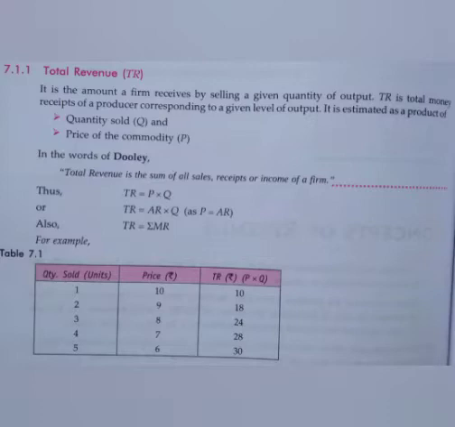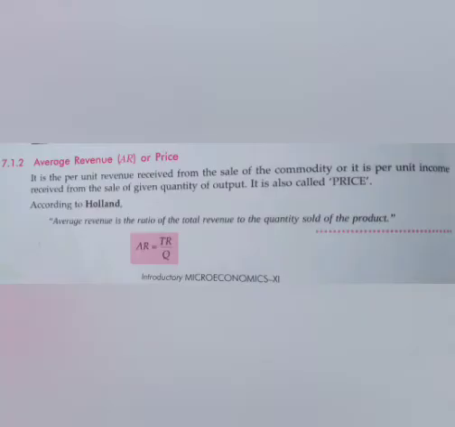You will see from the given table 7.1, if the quantity sold is 1 and the price is 10 rupees, total revenue will be P into Q, that is 1 into 10, so it will be 10. In the second row, if the quantity sold is 2 units and the price is 9, it will be 9 into 2, so it will be 18. And so on.